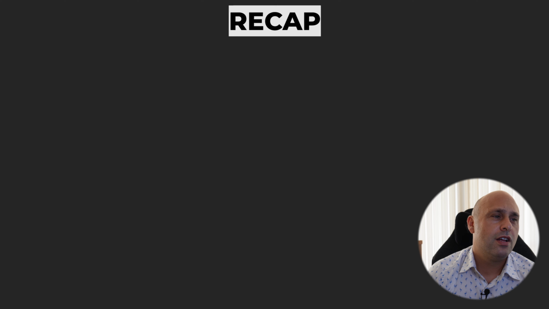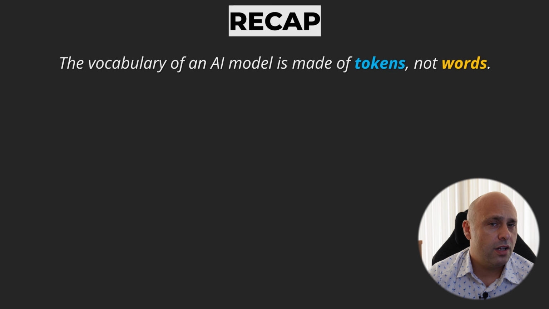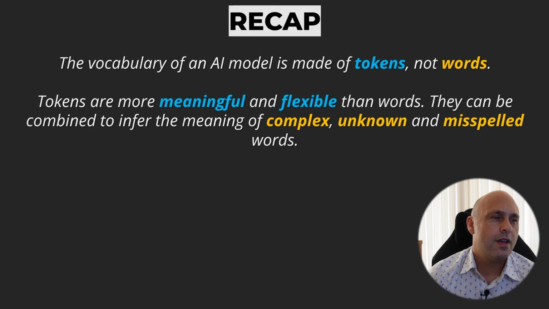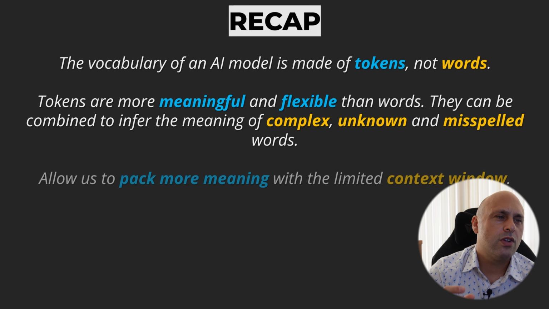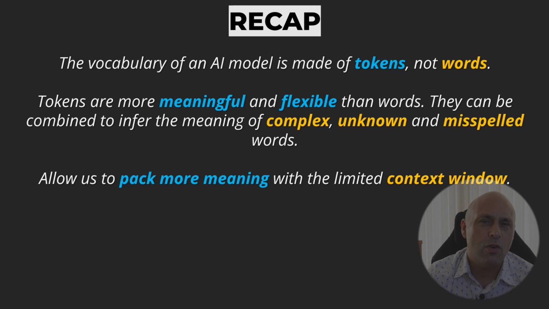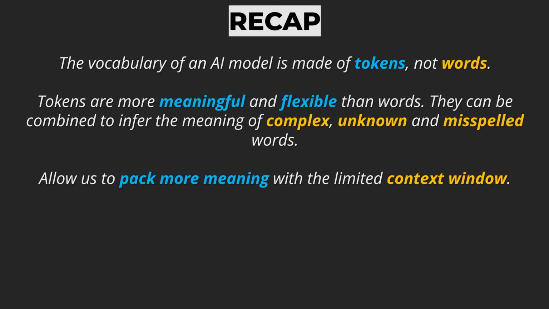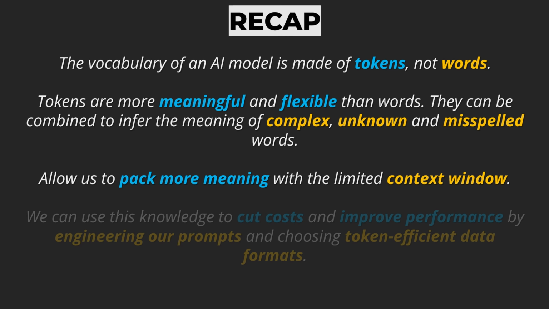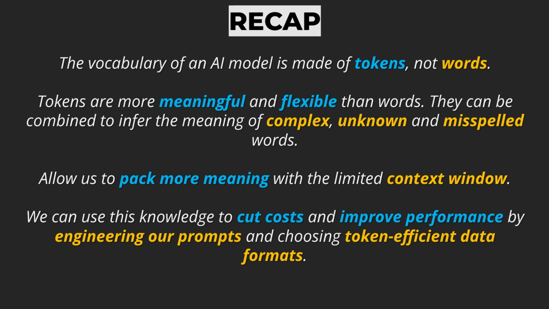So let's recap what we learned today. First, the vocabulary of an AI model is made of tokens, not words. And tokens are more meaningful and flexible than words. They are like Lego bricks that can be combined to infer the meaning of unknown or misspelled words. They also allow us to express more complex concepts within the limited context window space. Finally, we can use tokens to engineer our data and prompts, which means we're cutting costs and improving performance.